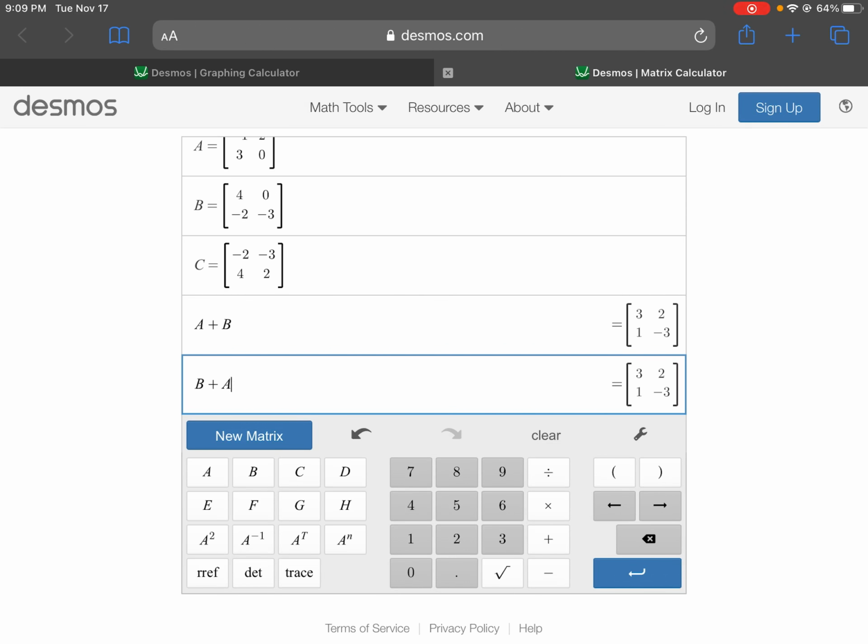Well, putting in B plus A, we also get the same matrix, 3, 2, 1, negative 3. So this example shows that matrix addition is in fact commutative. Commutative meaning that we can add in any order that we want. So as long as these two matrices can be added together, it doesn't matter if we do matrix A plus B or matrix B plus A, they will be the same. So commutativity holds for matrix addition.